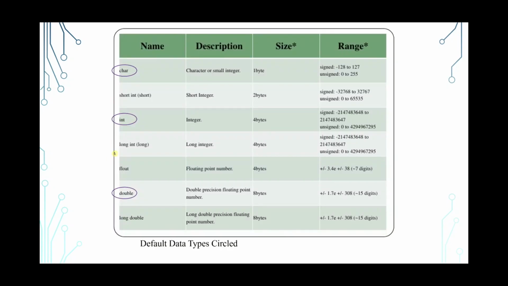So the default data types are going to be character, int, and double. Character for characters, A, B, C, D, and so on. Int for integers, for whole numbers. Double for floating point numbers.